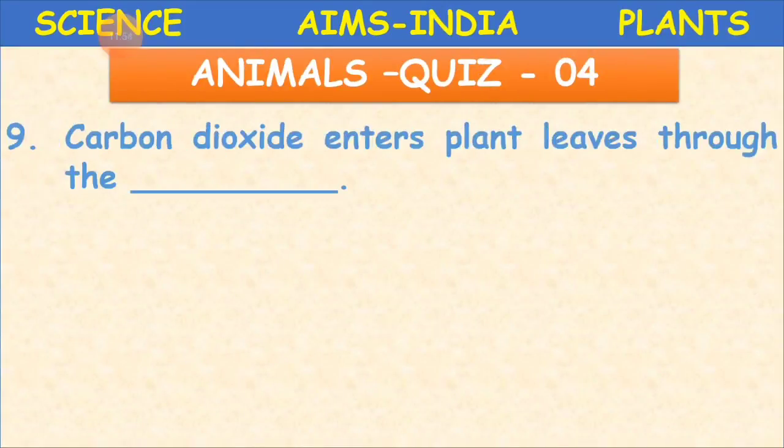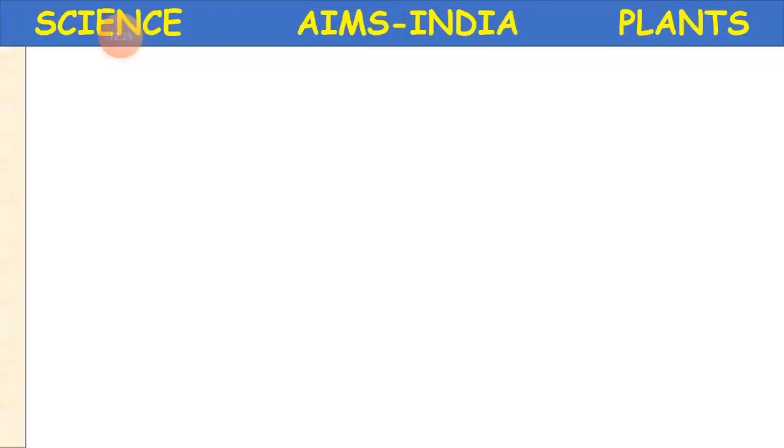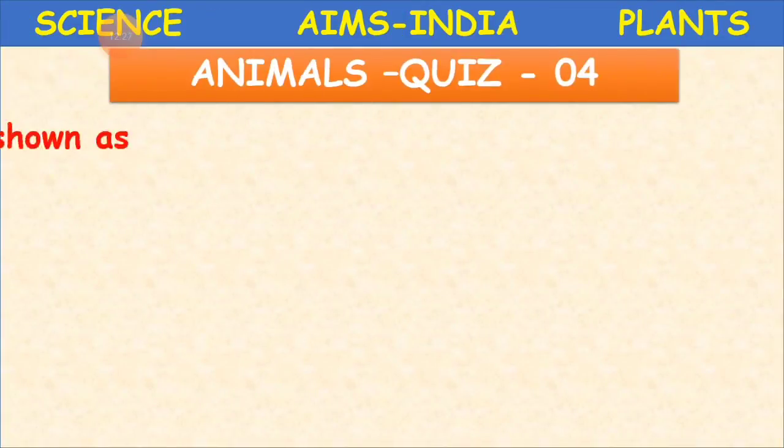Carbon dioxide enters plant leaves through the dash. A option is stomata, B chloroplast, C xylem and D cuticle. Through which do the carbon dioxide gas enter the plant leaves? Yes, children? Stomata. The correct answer is A option, stomata. Okay. Now another question for you, the last question here.